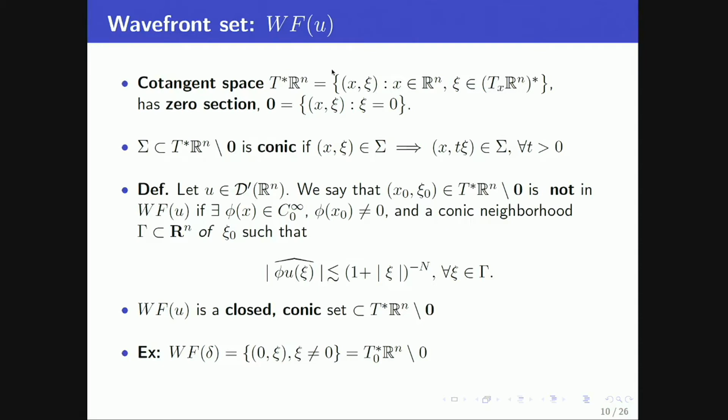So it'll turn out that delta is one of the prototypes for both a conormal distribution associated to the origin, and it's also a prototype for a Fourier integral distribution, or what's called a Lagrangian distribution, because its wavefront set is in fact this space here, which is an example of a Lagrangian submanifold of T star of Rn. So we'll define these things going forward. So any questions at this point?